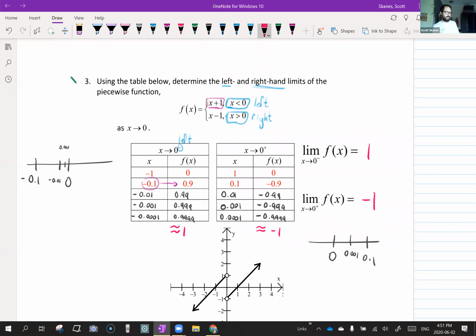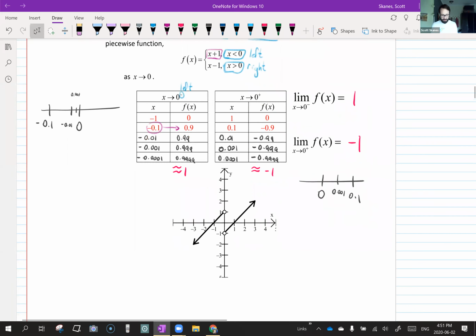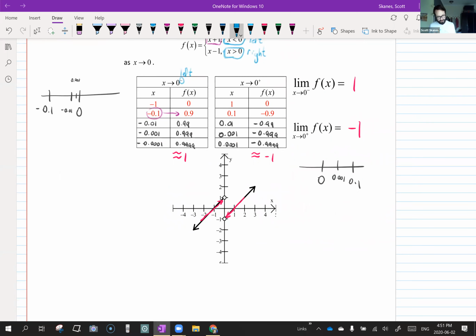That means that the limit does not exist because it's not agreeing. And if we look at the graph, it's obvious. We can see that 0 from the left says it's 1, 0 from the right says it's negative 1. So in conclusion, the last thing I'll write, the limit as x approaches 0 of this function does not exist. Okay?